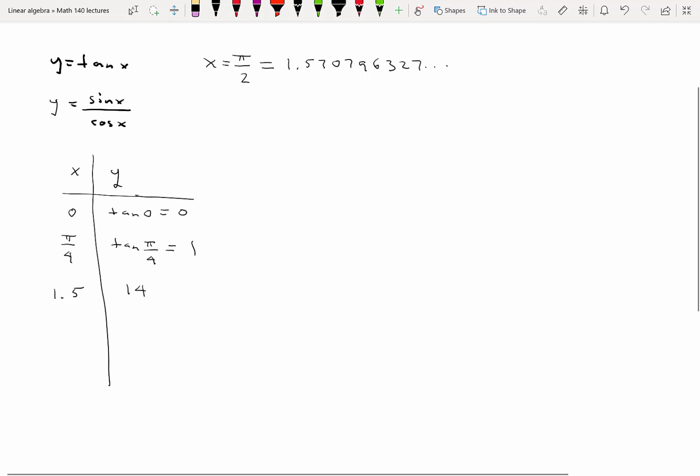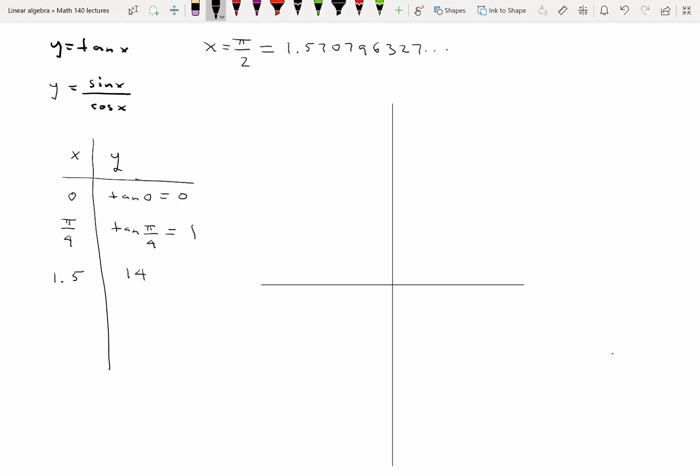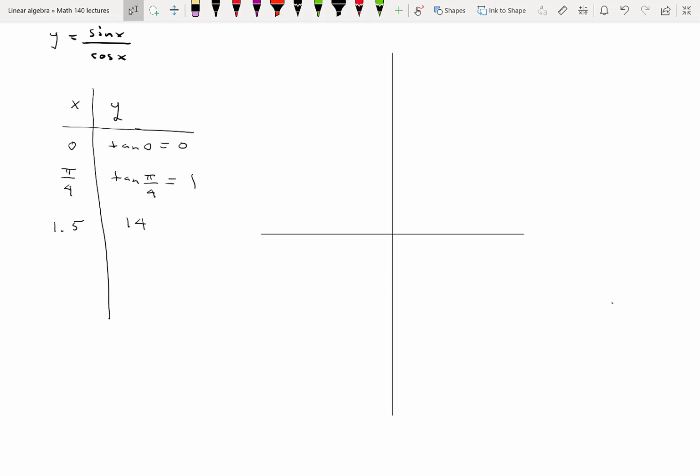So let me construct a set of axes. I'm going to do this. That's good. I can always modify it if I need to. If I let x equal 0, I get y equals 0. So let's put the points in a nice thick red. The origin. Well, we're not allowed to let x equal pi over 2. So what I'm going to do is put pi over 2 right about here.